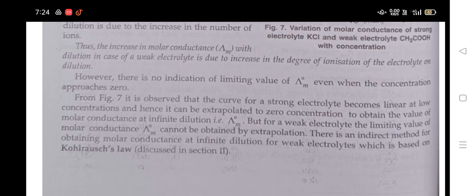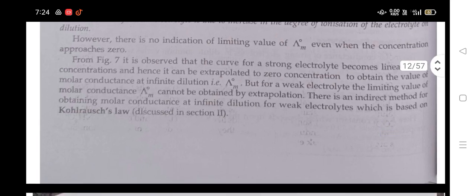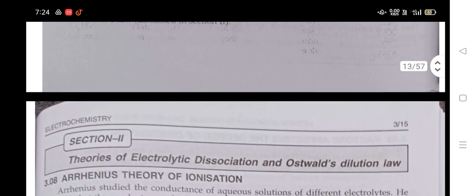It is observed that the curve for a strong electrolyte becomes linear at low concentration, and hence it can be extrapolated to zero concentration to obtain the value of molar conductance at infinite dilution, that is lambda m naught. But for a weak electrolyte, the limiting value of molar conductance lambda m naught cannot be obtained by extrapolation. There is an indirect method for obtaining molar conductance at infinite dilution for weak electrolyte, which is based on Kohlrausch's law.